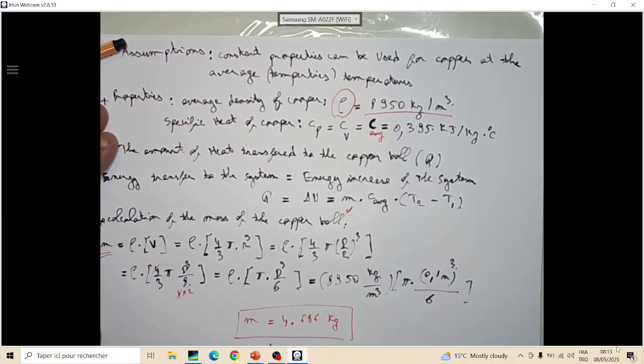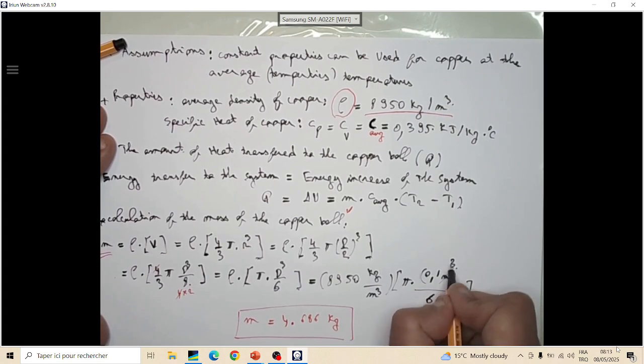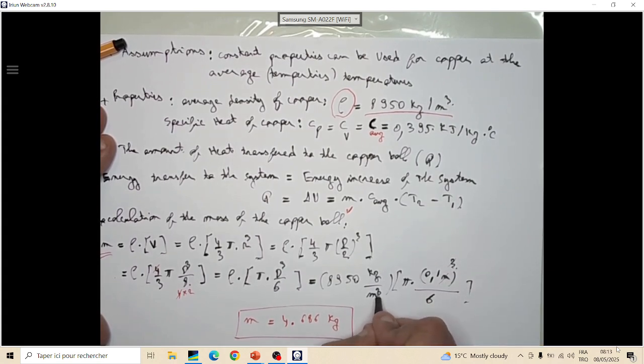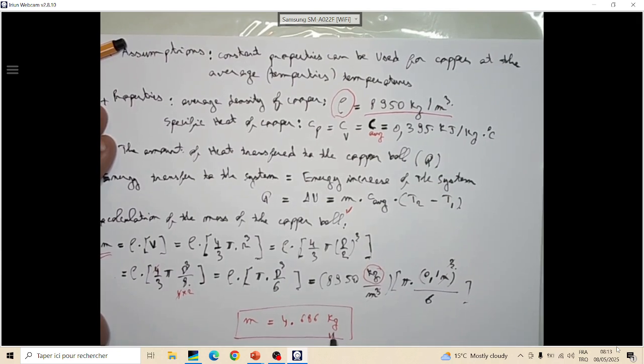And for the units, we have this m to the power 3 is cancelled with this m to the power 3, and at the end, for the units, we have kilogram. So this is the unit. At the end we have this unit, kilogram.